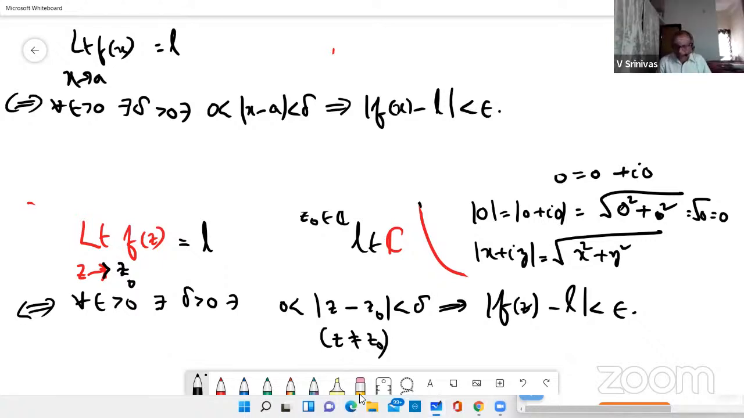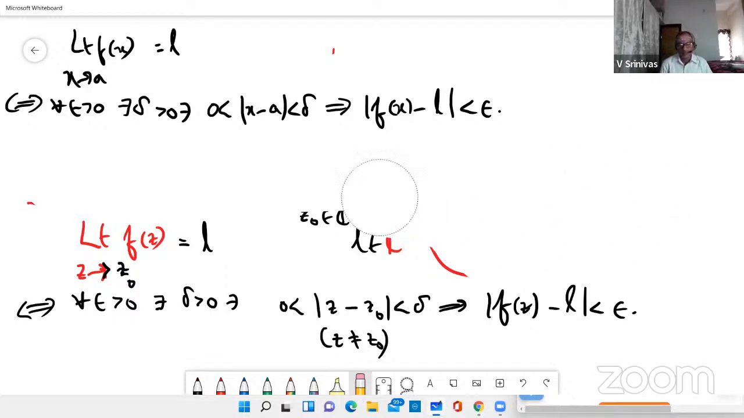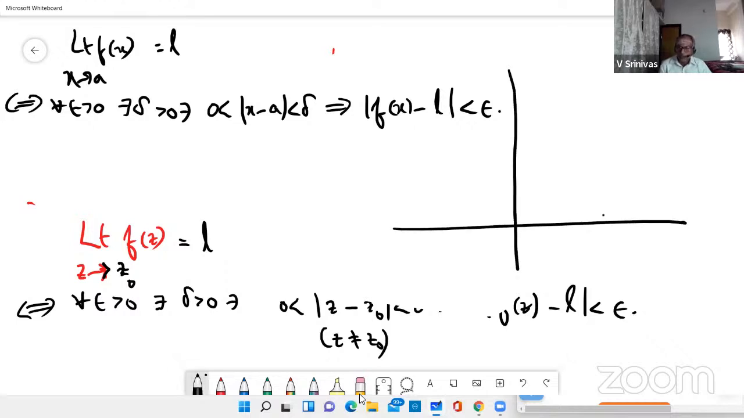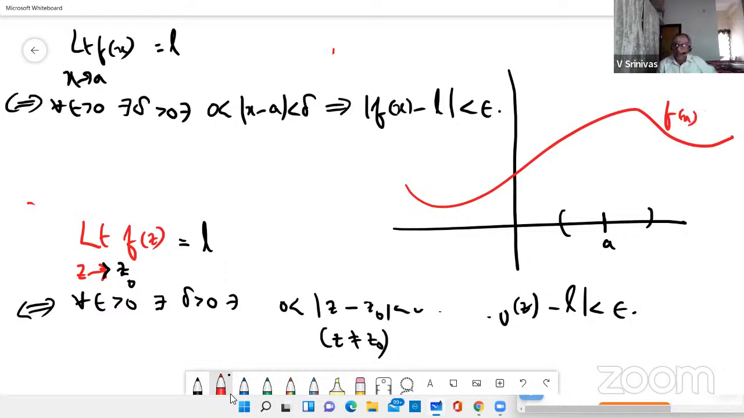Here, how can we explain this geometrically? It's like this. You are defining f in a neighborhood of a, around a. Your f is something like this. This is the graph of y equal to f of x. This is f of a, the value L. We say that f of x approaches L as x approaches a.